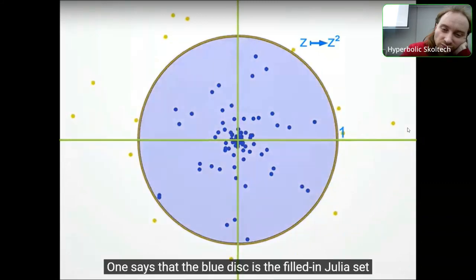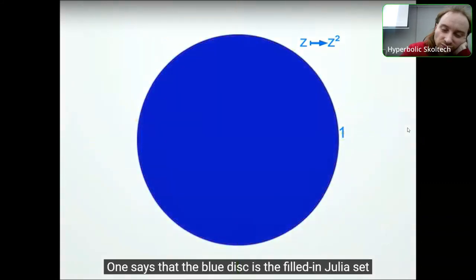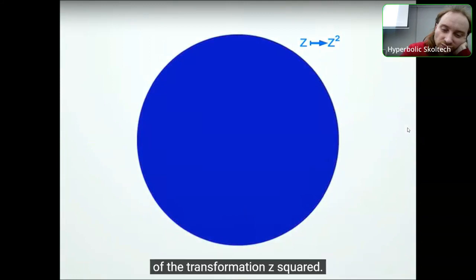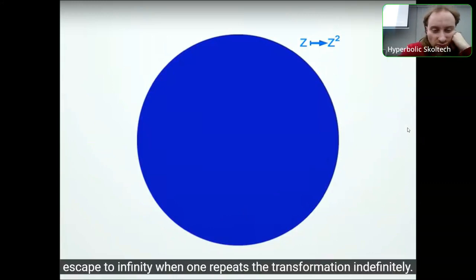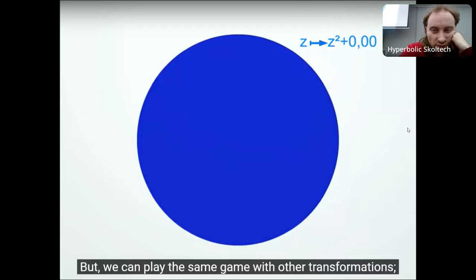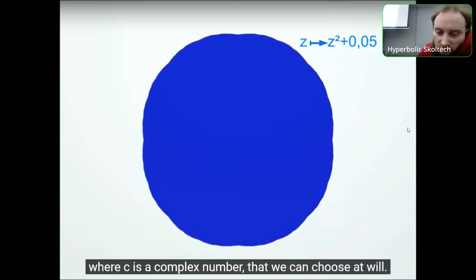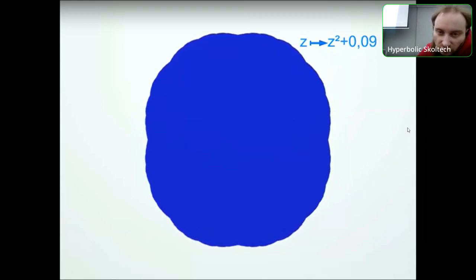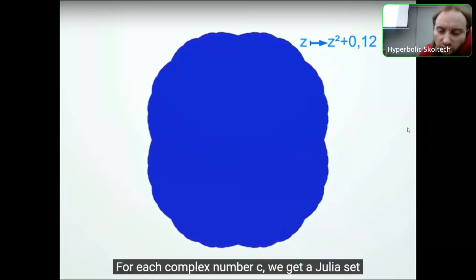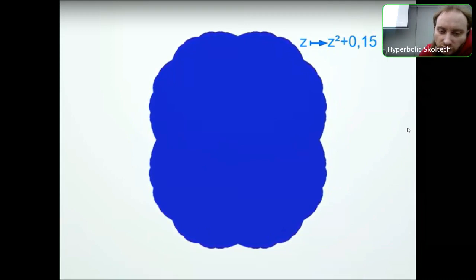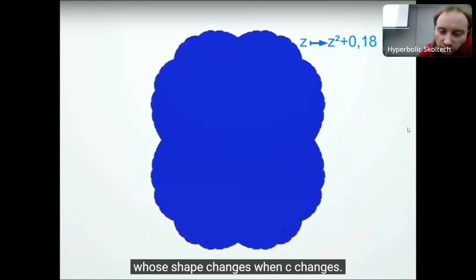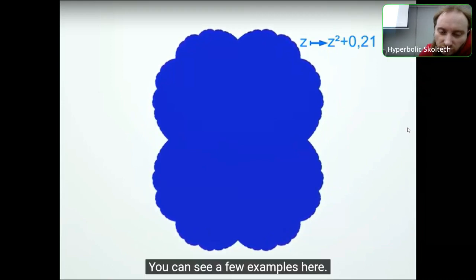We say that the blue disk is the filled-in Julia set of the transformation z squared. Points outside the Julia set escape to infinity when one repeats the transformation indefinitely. But we can play the same game with other transformations, like, for instance, those of the form z squared plus c, where c is a complex number that we will choose at will. For each complex number c, we get a Julia set whose shape changes when c changes. You can see a few examples here.